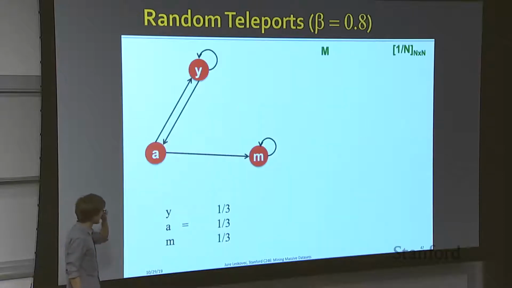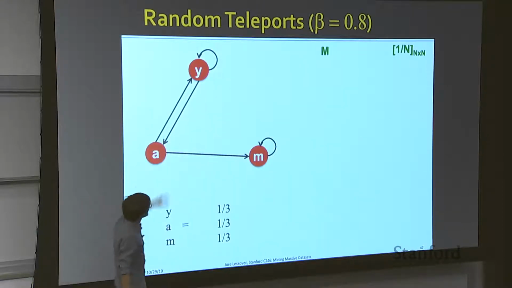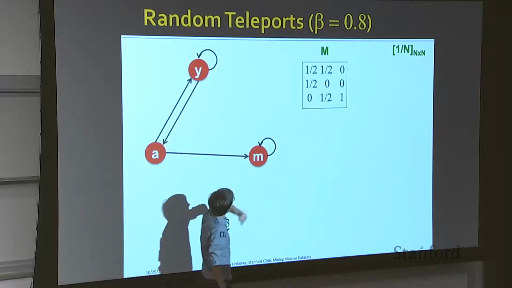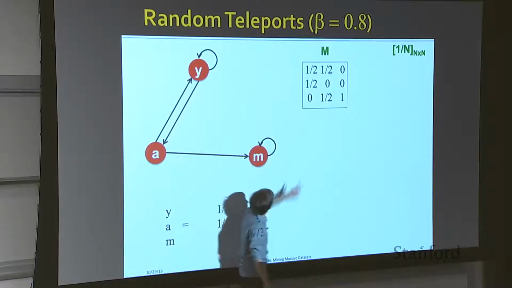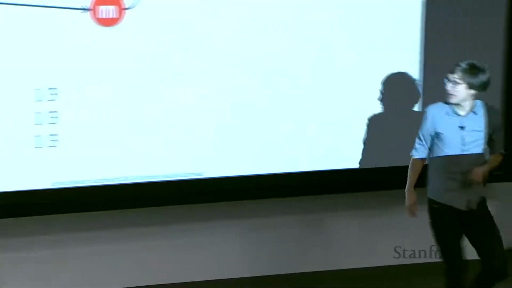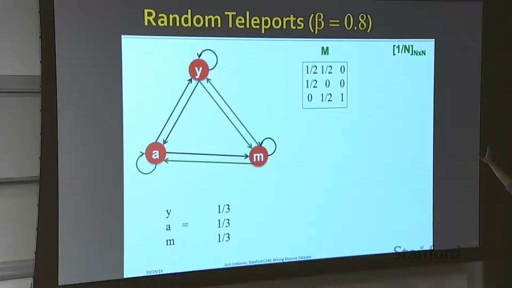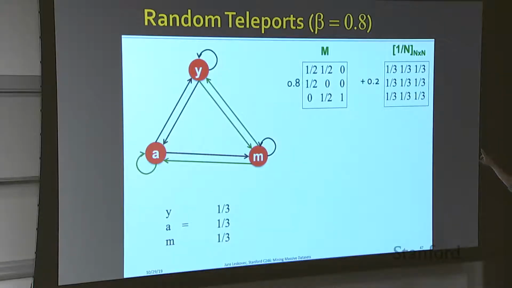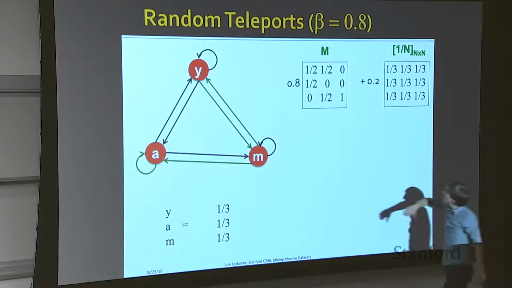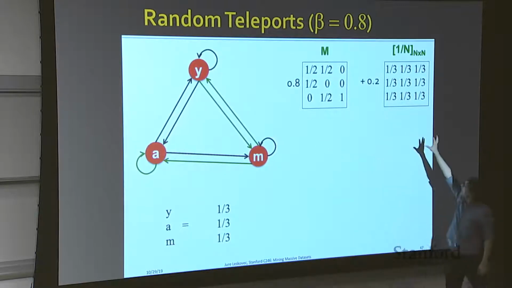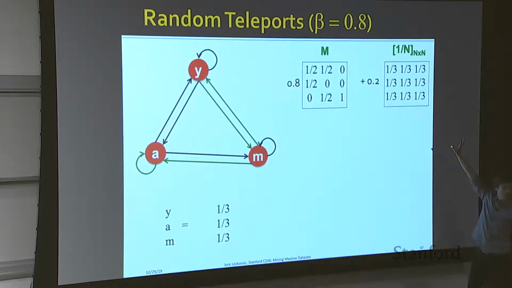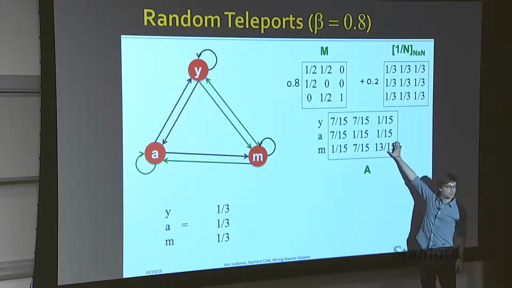So let me just show you what we just did. Here is our graph. Here is our matrix M. Notice that node M is now a spider trap. Then here is the random teleport matrix that I have. So my matrix A will be 0.8 times M plus 0.2 times this 1/3 type matrix. And if I add the two together, this is my matrix A.